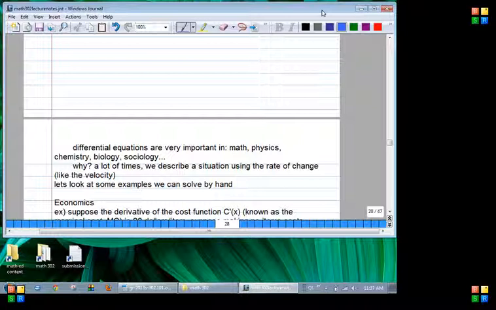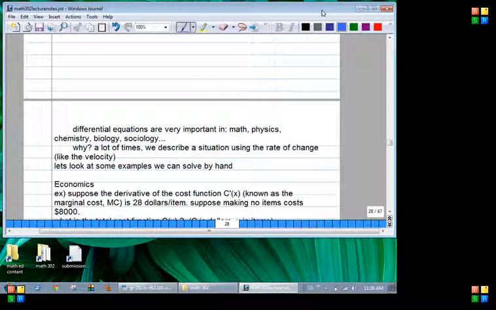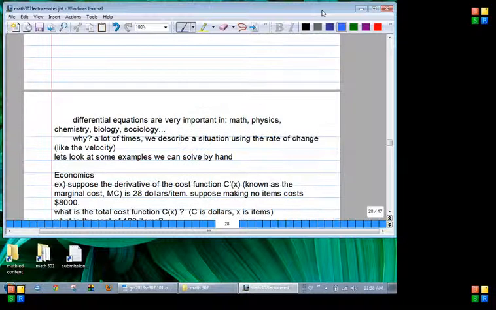The derivative of the cost function, in economics, is known as the marginal cost, so it's called MC, but we're mathematicians, so we're going to write it as C prime. So we know that that's $28 per item. So C prime is 28. Suppose making no items costs $8,000. That might be your cost for rent or some kind of overhead. So what is the total cost function C of x?